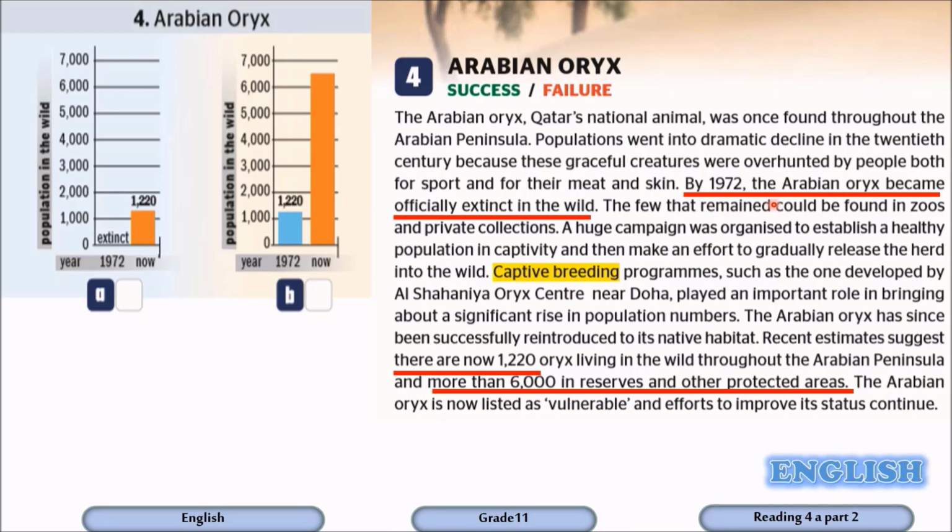By 1972, the Arabian oryx became officially extinct in the wild. So in 1972, so this is the correct answer. Now there are now 1,220. This is of course the graph that shows this piece of evidence, and more than 6,000 in reserves and other protected areas. So this one is wrong because it's not in the wild, but in reserves and other protected areas. So the answer is number A.